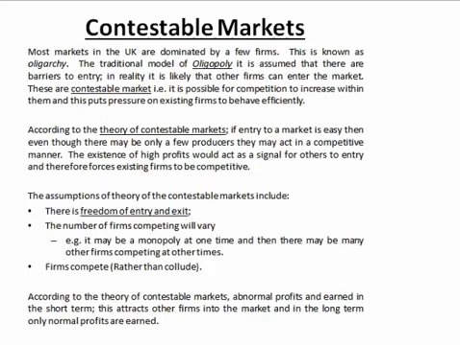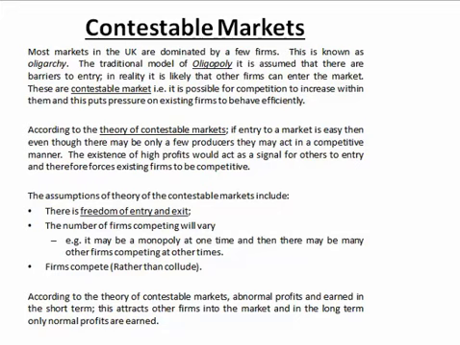Contestable markets. Most markets in the UK are dominated by a few firms. This is known as oligopoly, the traditional model of oligopoly. It is assumed that there are barriers to entry. In reality, it's likely that firms can enter the market. These are contestable markets. In short, it's possible for the competition to increase within them, but it puts pressure on the existing firms to behave efficiently.